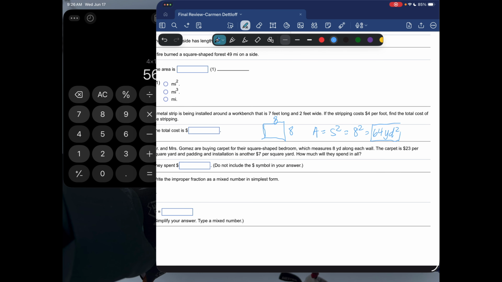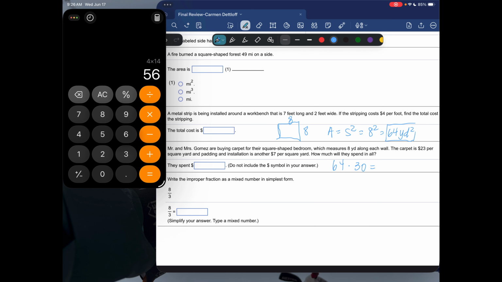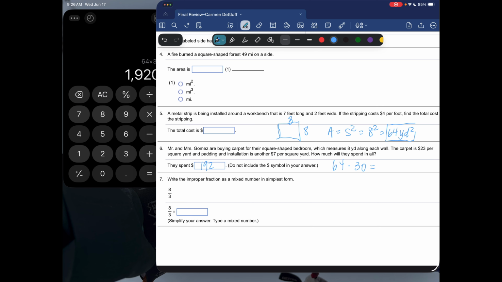And then I'm going to go ahead and multiply out by how much it costs per square yard. So it's 64, and then it costs 23 plus 7 per yard to put carpet and padding on it. So I'm going to multiply by 30, and I get 64 times 30, which is 1,920.